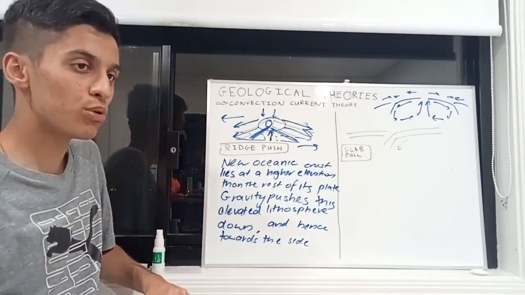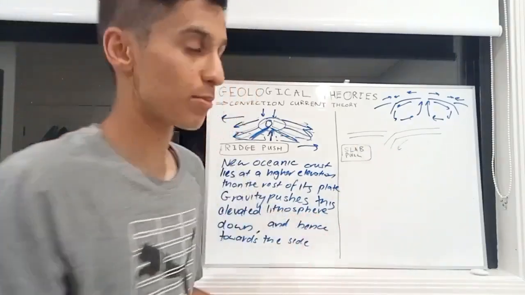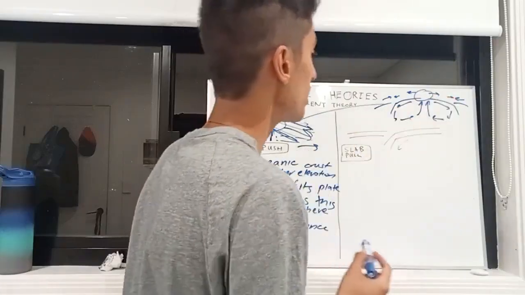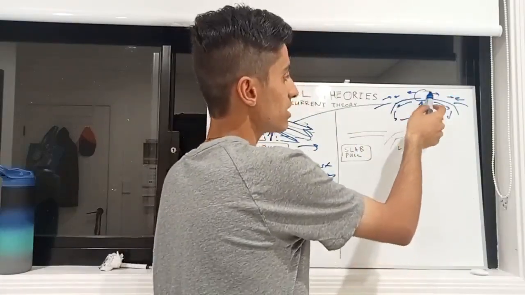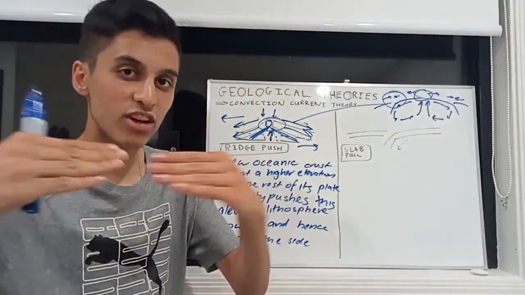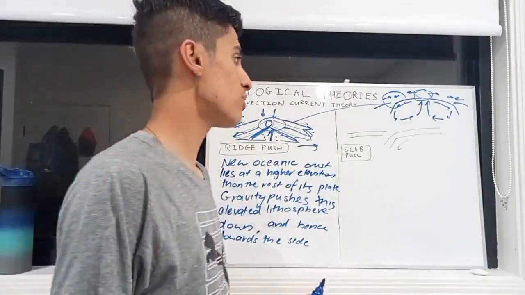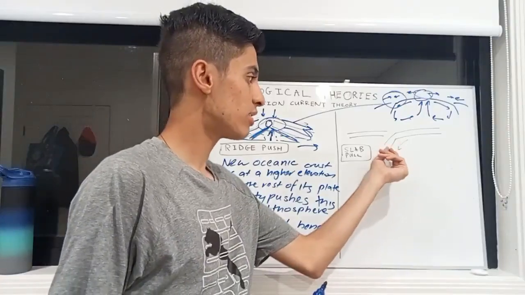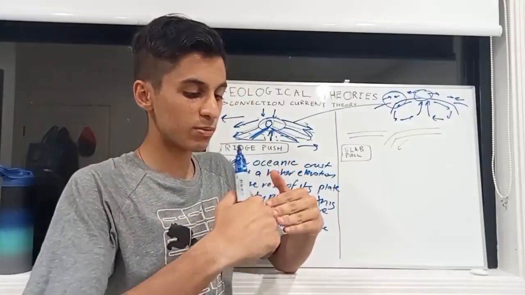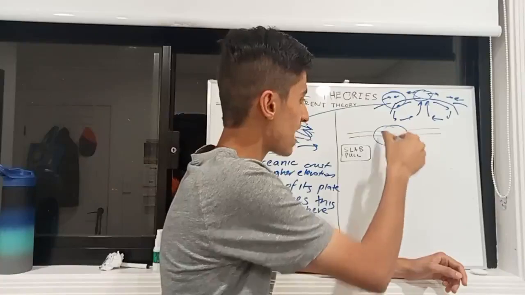Now let's look at slab pull. As we looked over here, this part is diverging. But as you notice here, there's some parts that are converging, and this means that they're coming in together, they're closing in. One plate is going under the other. And so the movement of these plates is driven by another process called slab pull.